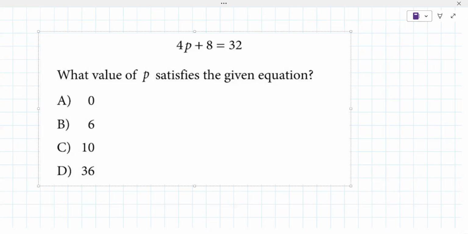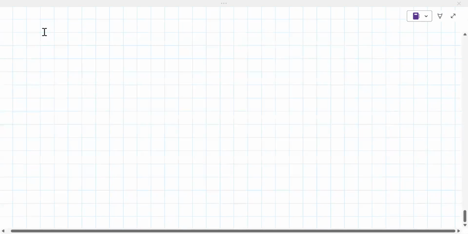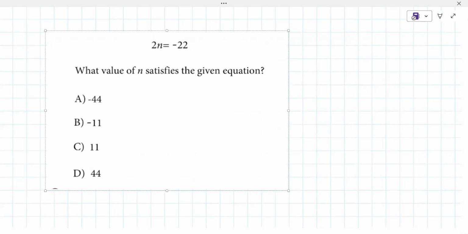It's B. It is B. Very good. You notice that's very similar to what we've been doing. That's great. Here's another problem for you to solve. Again, you don't need to show any work. You just need to give me the correct answer.